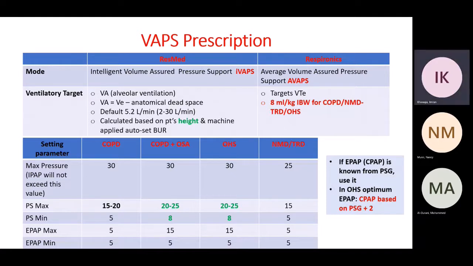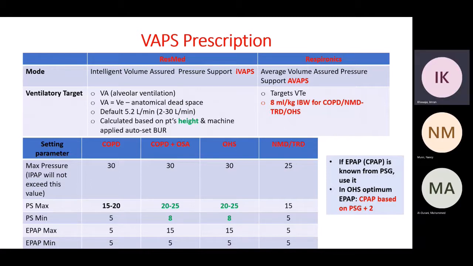But on the other side, for the intelligent, there are a few differences. One of the major differences is that we choose the alveolar ventilation to be the target. So it's not like the exhaled tidal volume. Okay. And as you know, the alveolar ventilation is your minute ventilation minus your dead space ventilation, right?